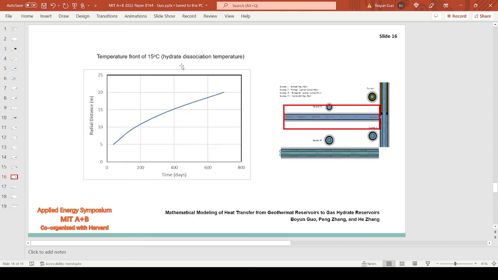Finally, we look at the temperature front of 15 degrees Celsius, which is the hydrate dissolution temperature. The result shows the radial distance of the front from the wellbore increases slowly with time. Over 2 years of time, the 15 degree temperature front goes up to 20 meters from the wellbore.